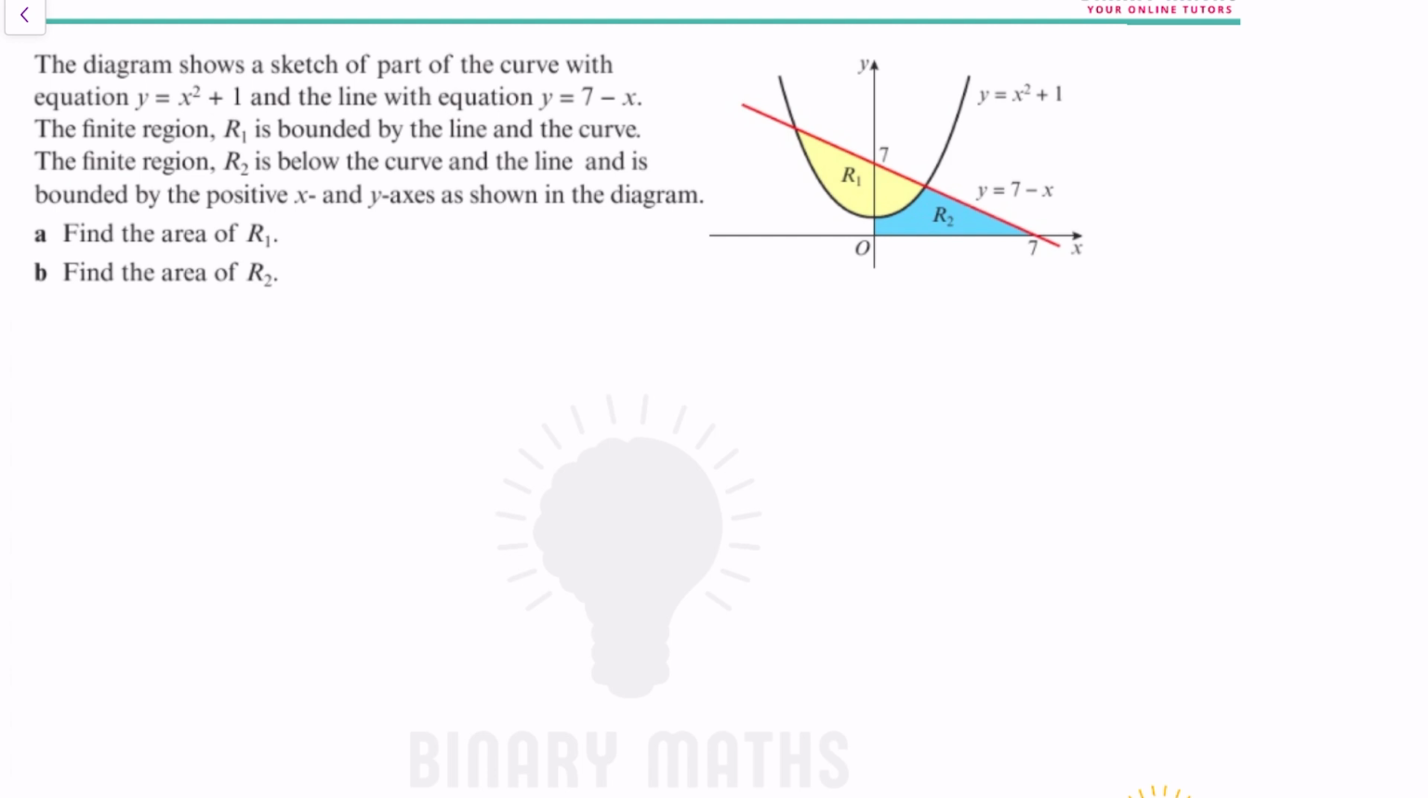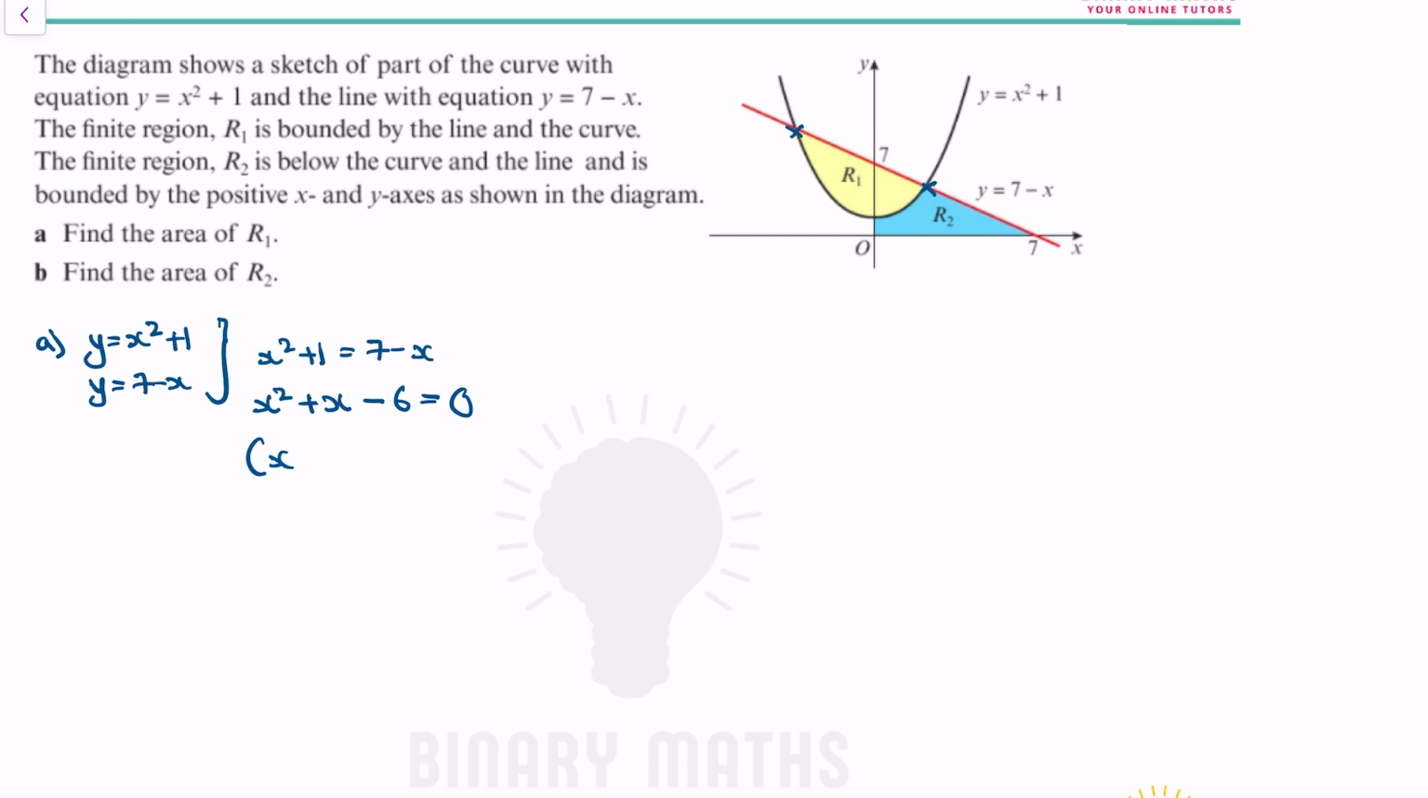So first thing I need to do is find these intercepts, which means I need to solve simultaneously the two equations. So y is equal to x squared plus 1 and y is equal to 7 minus x. Because both of them have y as the subject of the formula, I can equate the right hand side. So I get x squared plus 1 is equal to 7 minus x. If I rearrange to get everything to the left hand side, I get x squared plus x plus 1 take away 7 gives me negative 6.